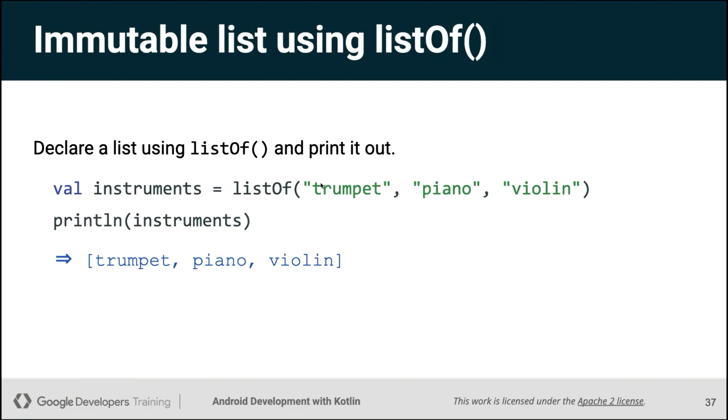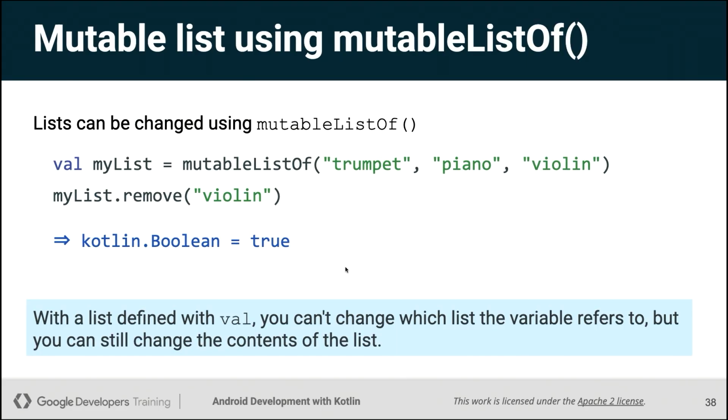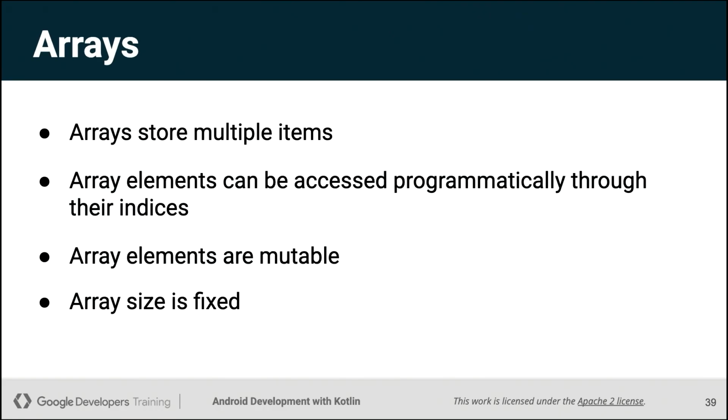So listOf this will create a list, and println will produce the output. A mutableListOf will create a list where you can add things and remove things. Arrays store multiple items. You cannot change lengths, and they're not very useful unless you want to be compatible with something else that requires arrays.